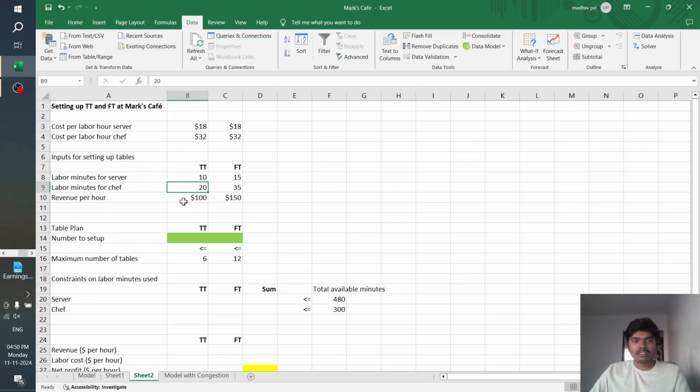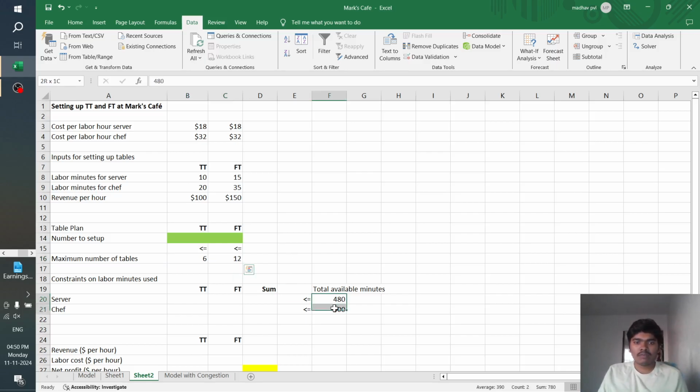Here we can see the revenue per hour with the help of a two table is $100, and with a four table is $150. And here we have a constraint, which is basically the maximum size of the cafe: only six two tables and 12 four tables can be fitted in that particular place.